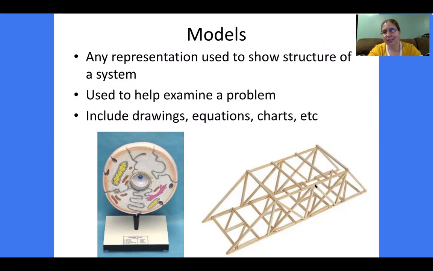And in physics, we're going to use a lot of equations. So we're using these mathematical formulas to help us understand what's going on within different systems of force, energy, electricity, etc.